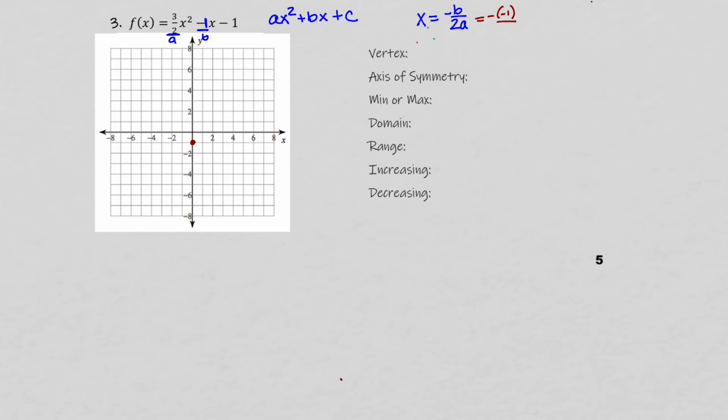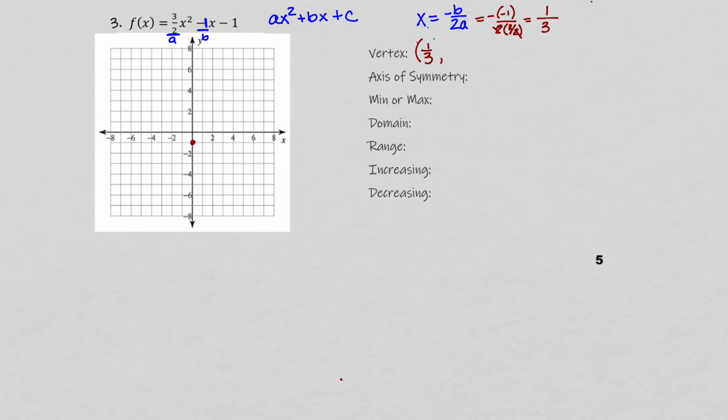-1 over 2 times 3 halves. And it's not writing, I'm sorry about that. Okay. So -1 makes a +1. 2 times 3 halves, those 2's cancel and just leaves me with 3. So I get a 1/3. Yes, it's a fraction. That's okay.